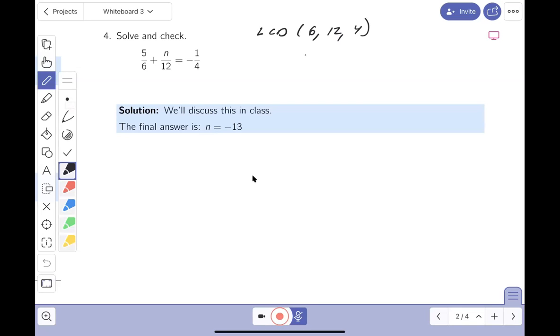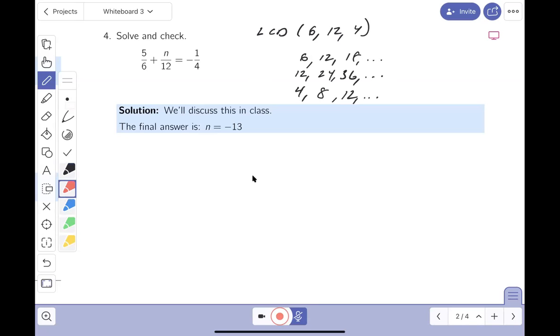And if you were to write down the multiples of 6, the multiples of 6 would be 6. The next multiple would be 12. The next multiple would be 18. Unfortunately, this goes on forever. And what are the multiples of 12? 12, 24, 36, and that goes on forever. The multiples of 4 are 4, 8, 12, and that goes on forever. What's the least common denominator? It's actually the LCM of those things.